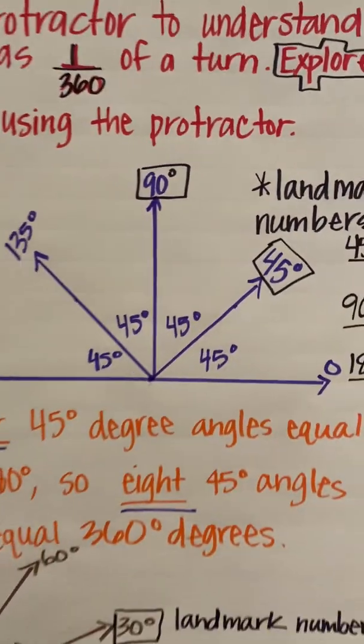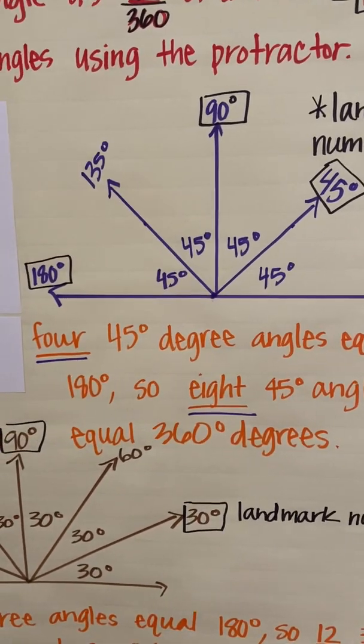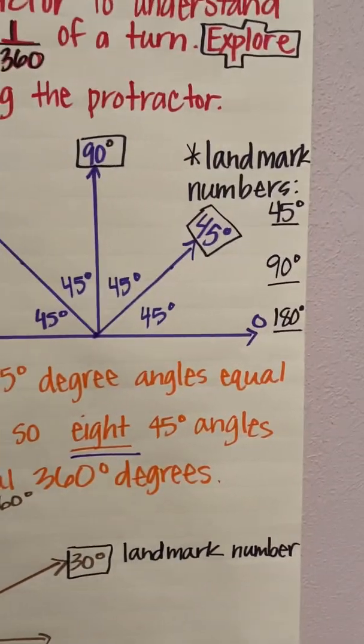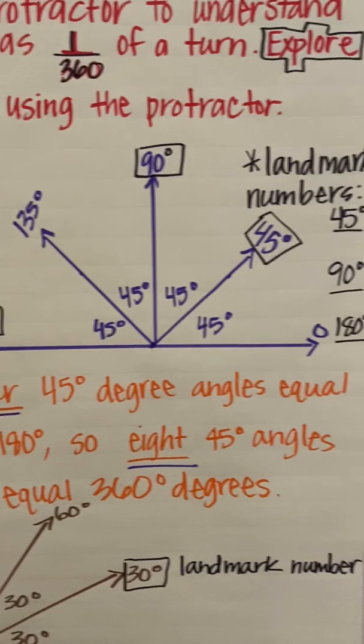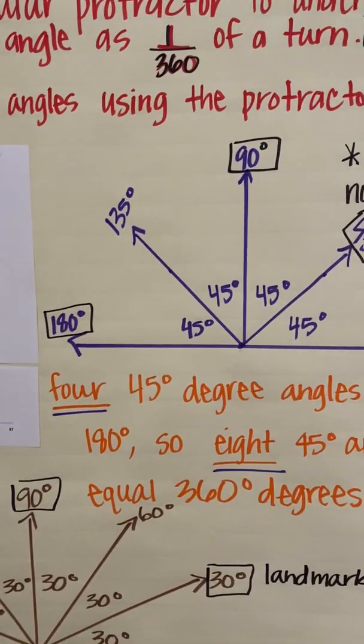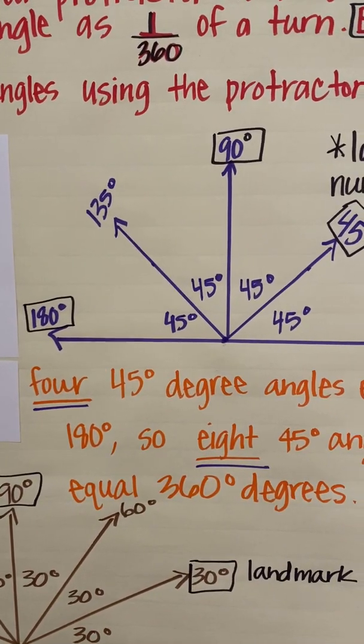Okay? So just like when we're using a number line, when you're using a protractor, you have some landmark numbers. 45 degrees, 90 degrees, 180 degrees, those are what we call landmark numbers.